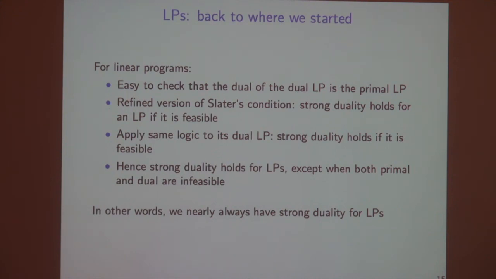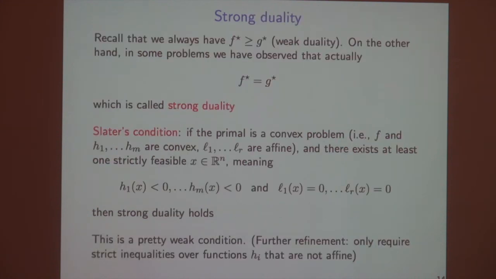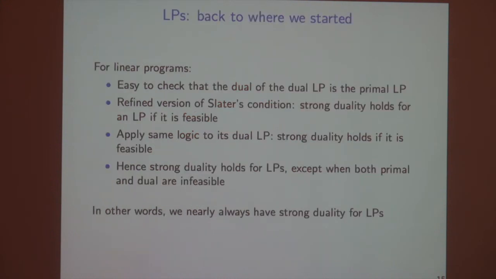And let's now use the refined version of Slater's condition, which says that we have to have the problem just being feasible in order to get strong duality. Right? Because we don't need anything to be strictly satisfied. With an LP, all of the inequality constraints are affine, so all we need for the weak version of Slater's condition is that there is a feasible point, since it's always a convex problem. So let's apply it to the primal problem. If the primal LP is feasible, we get strong duality, so F star and G star are equal.